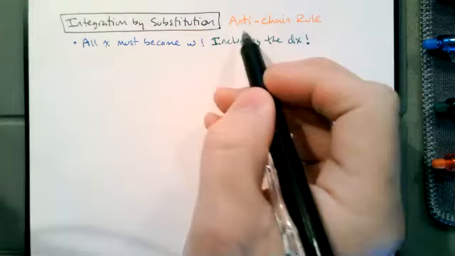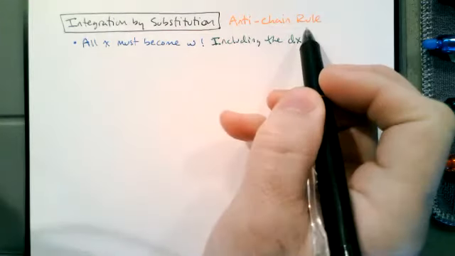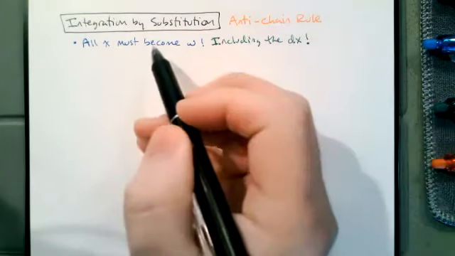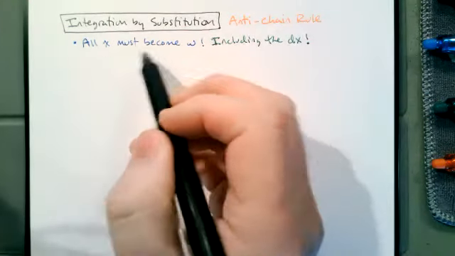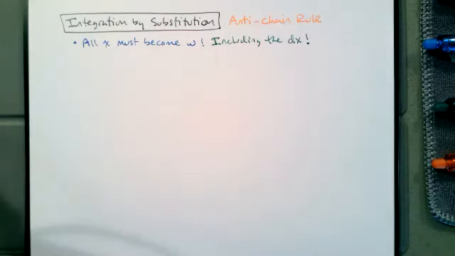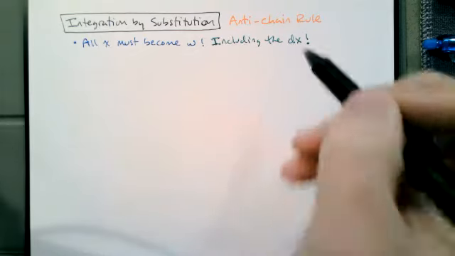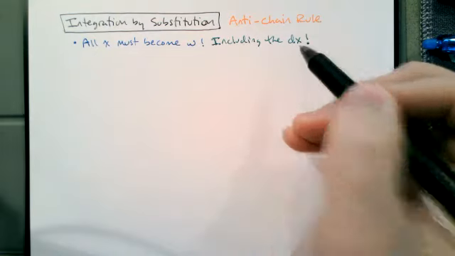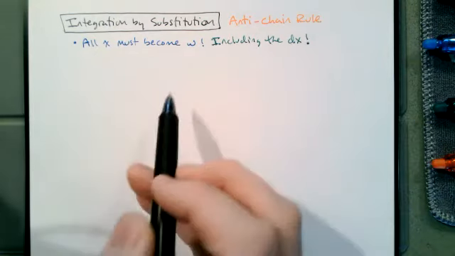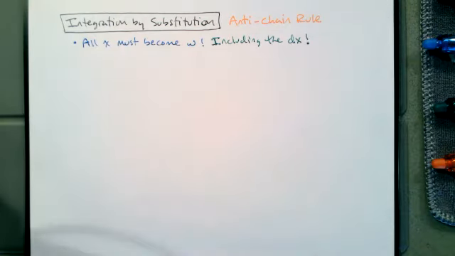So today we want to talk about integration by substitution. The big idea is this is the anti-chain rule. This is the technique where all x must become w. We're trying to trade our integral in x for an integral in w. And so to make that happen, all the x's have to be replaced with an expression in w, and this includes the dx.